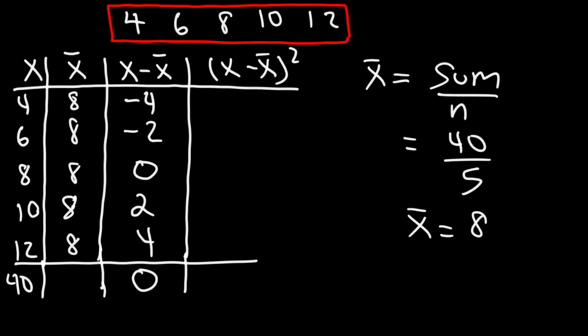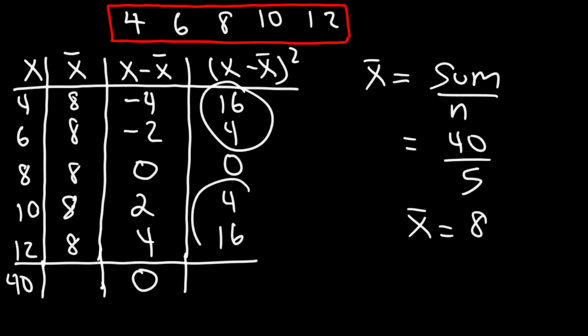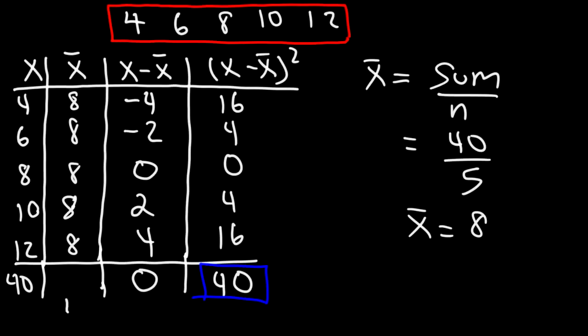Next, let's calculate the square of the deviations. Negative 4 squared is 16. Negative 2 squared is 4. 2 squared is 4, and 4 squared is 16. Now, if we take the sum of those values, 16 plus 4 is 20. 4 plus 16 is also 20. 20 plus 20 is 40. So at this point, we have everything we need. We have the sum of the square of the deviations.